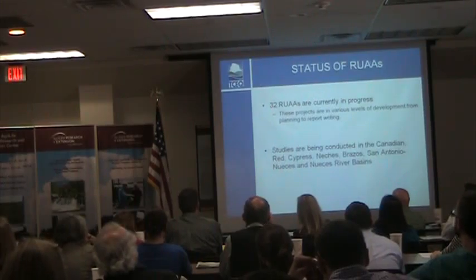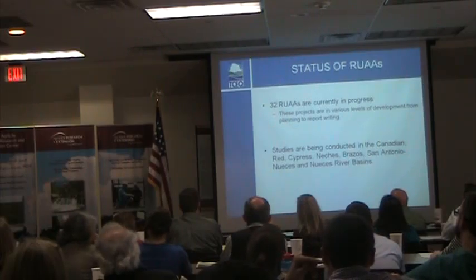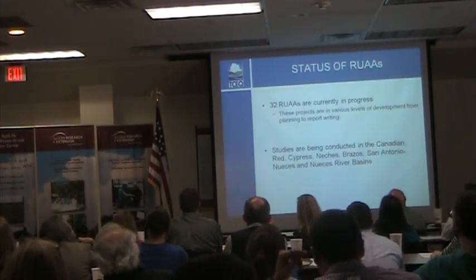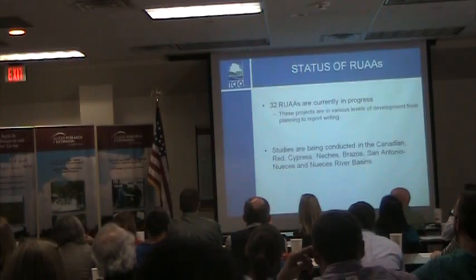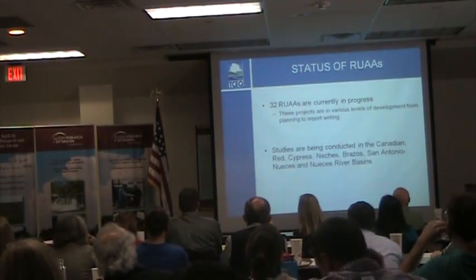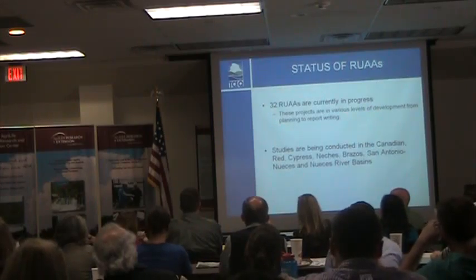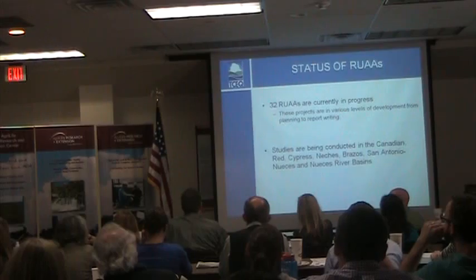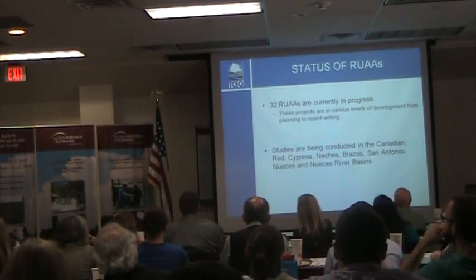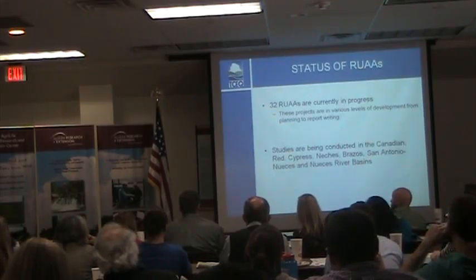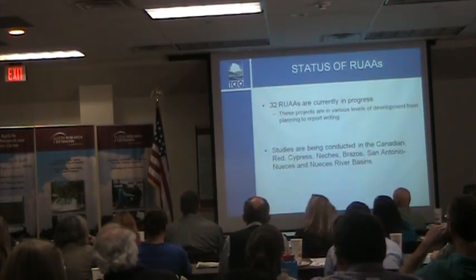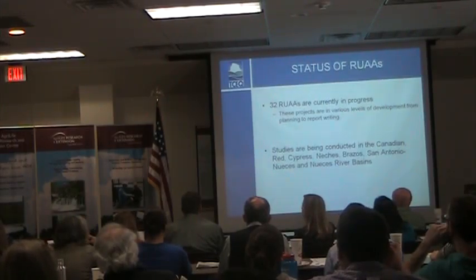Now, we currently have 32 water bodies in progress. What that means is these could be at various levels of progress. Some of them haven't started yet, but are in the planning stages and are going to start this summer. For some, the field work is finished and the reports are being written. So there's a pretty big gradation in where these projects are. But we have 32 water bodies currently in progress. You can see that studies are being conducted all over the state, from the Canadian down to the Nueces, by ourselves, and the state board is handling a number of those as well.